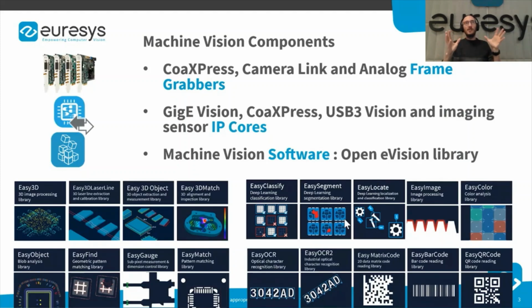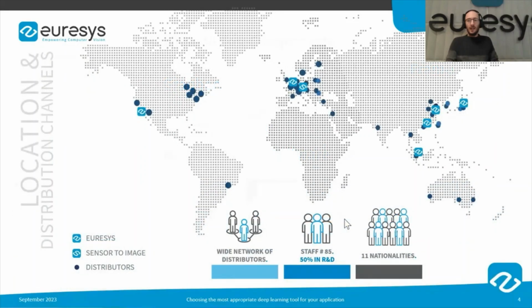The machine vision software that we offer is called the OpenEVision library. And within this library, we now have several deep learning algorithms available. We also have a companion tool that helps you annotate and train all your deep learning models for OpenEVision. We are based in Belgium, but we have R&D offices in Germany and in Belgium. And we also, of course, have sales and support offices all over the world.